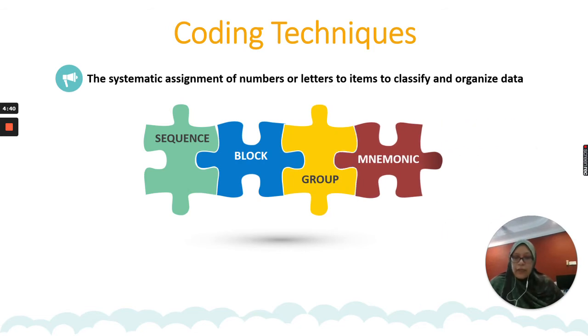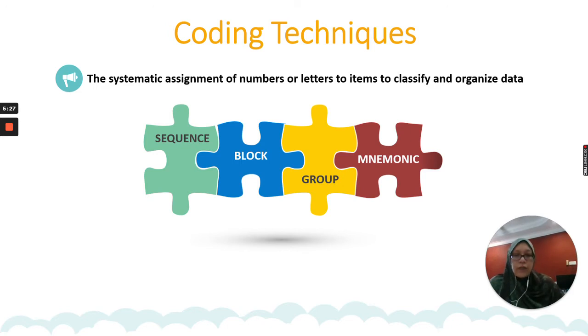Alright, and then the other thing they discuss here is how they assign the numbers, which we call coding techniques. Okay, so this is the systematic assignment of numbers or letters to items so that they can classify and organize the data. So this is how they manage and organize data in the storage. So they use coding. So this is systematic assignment. They can use letters, they can use numbers for the coding. So we discuss here 4 types of coding technique. Generally, data in the ledger are also organized using these coding techniques.